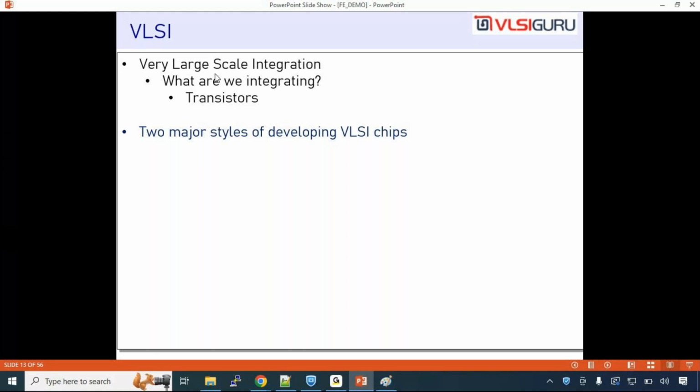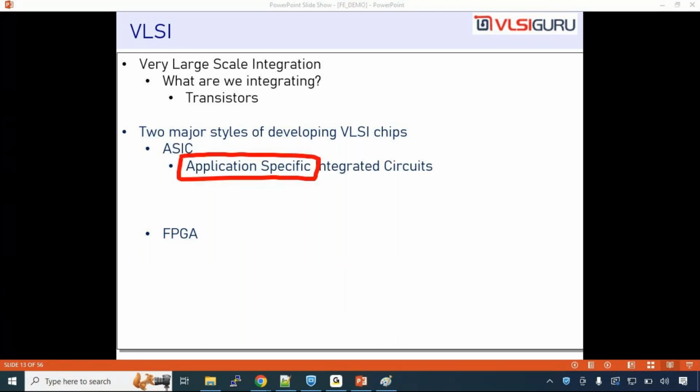There are two major styles of developing VLSI chips. The VLSI design flow has two major flows. One is called ASIC, and one is called FPGA. ASIC stands for what? Application specific integrated circuit. What do you mean by the term application specific? It means a hardware that is developed specific to one application. Integrated circuit has everything integrated, like all the systems integrated, right?